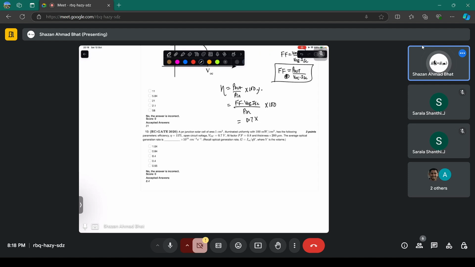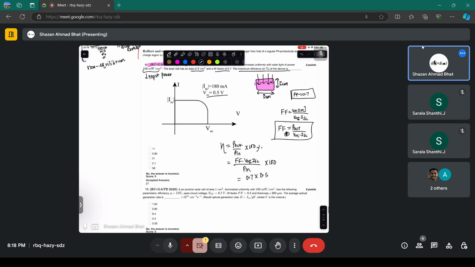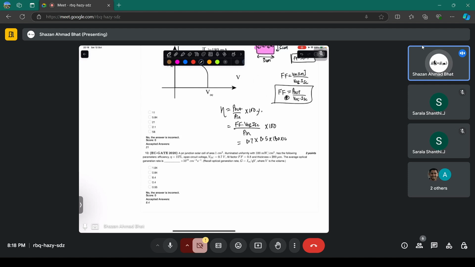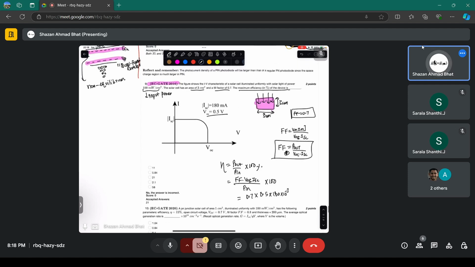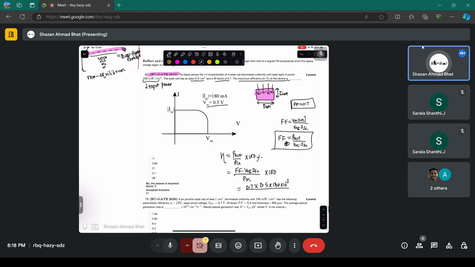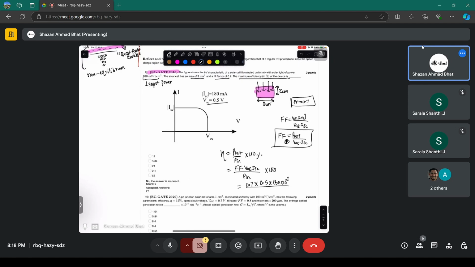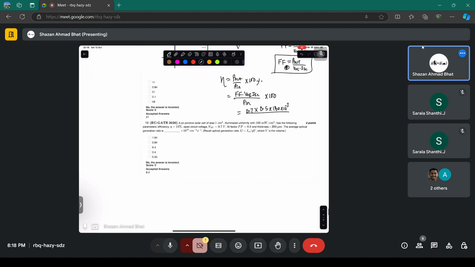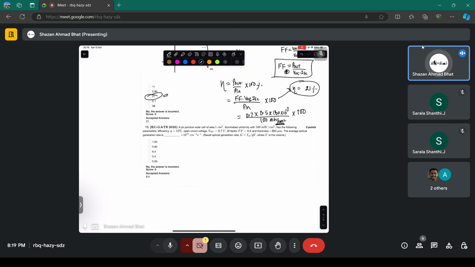Fill factor is 0.7, VOC is 0.5, ISC is 180 into 10 to the power minus 3 amps, and divided by input power, which is given as 100 milliwatts per centimeter square. Just make sure all these units are in meters or centimeters. When you solve this, you get the efficiency to be approximately 21%. And this is the exact answer of this question.